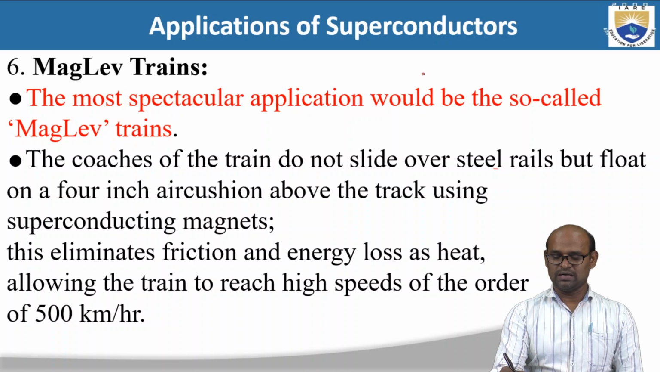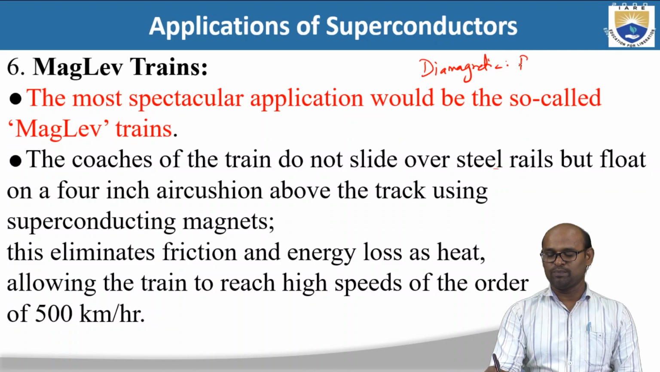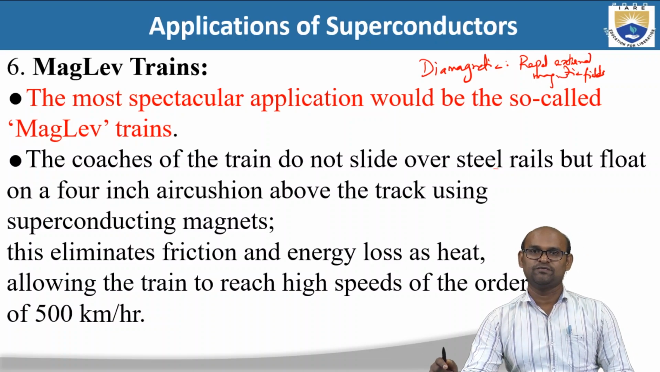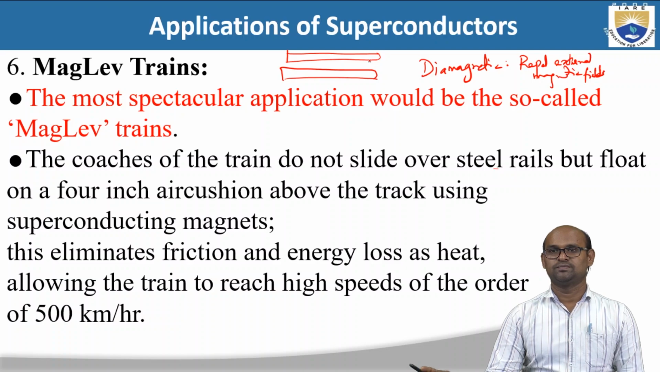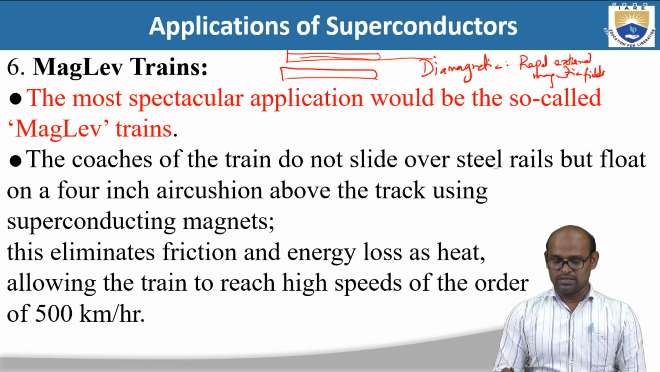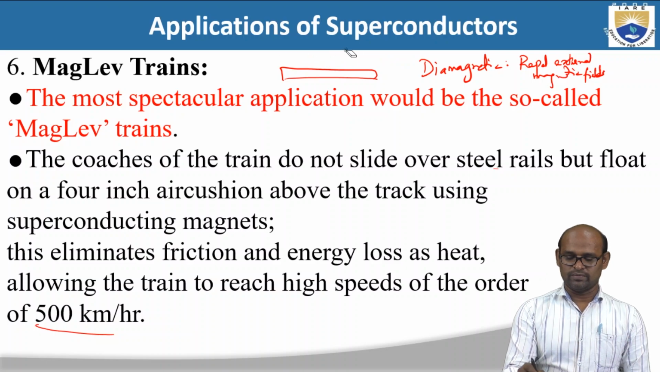Diamagnetic property is nothing but this: when the material is in the superconducting state, it is going to repel external magnetic fields. Because of this property of repelling external magnetic fields, these superconducting tracks are going to repel the train coaches made with magnetic materials. That is why this train is going to float in air, and it is going to travel at a speed of 500 kilometers per hour.